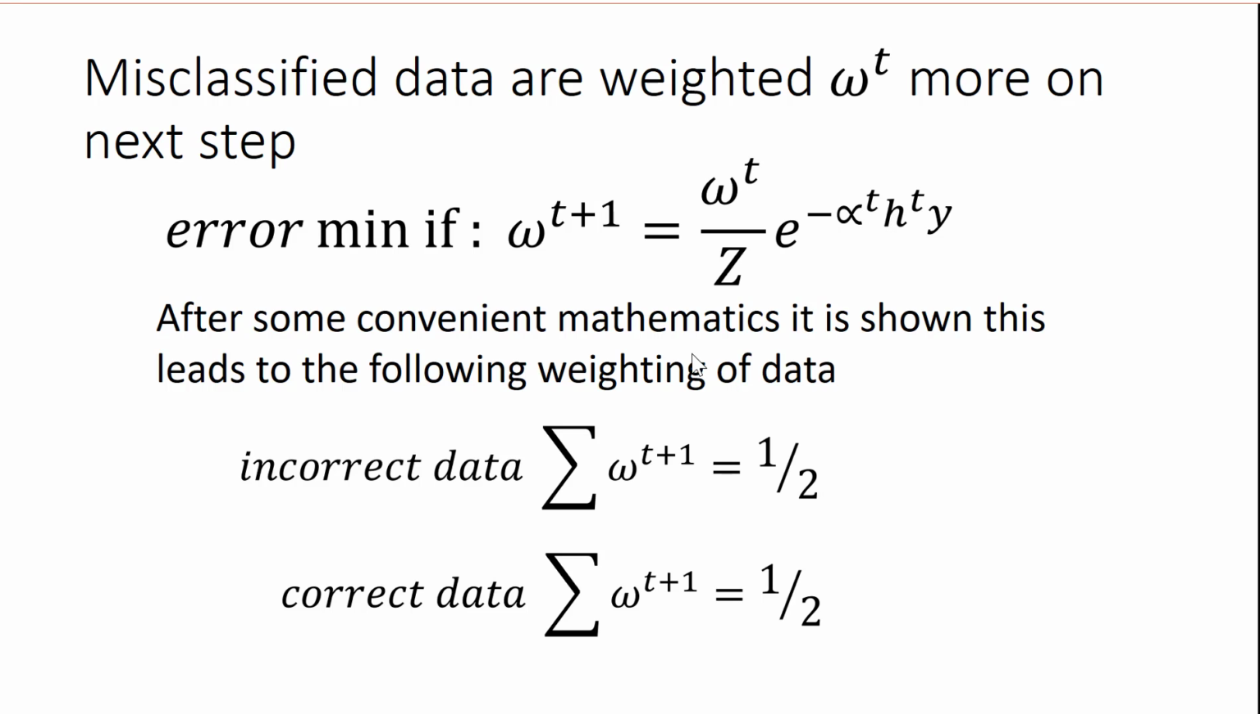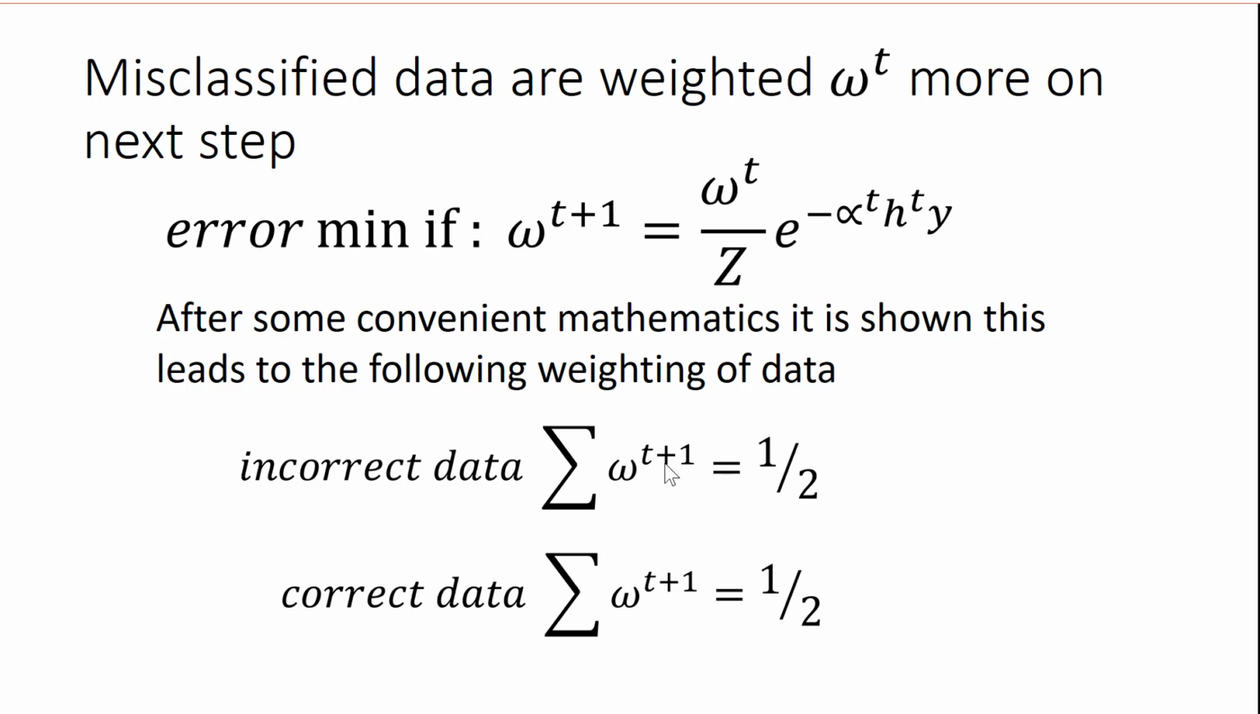So for example, once you work through the mathematics, you can show that the sum of the weights of the incorrect data should sum to a half. And then the correct data should also sum to a half. So in the case that I've got 3 correct data points, it means that it's a half divided by 3, that each one of these is going to be weighted at 0.16666. And there's only 1 incorrect at the end of the first step, and that would be weighted then at 0.5.